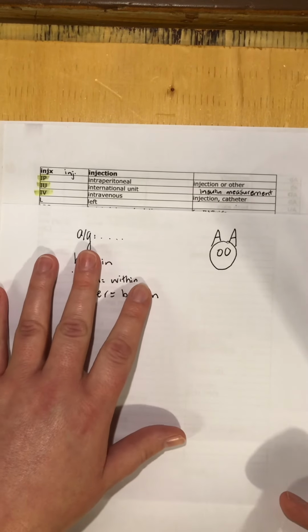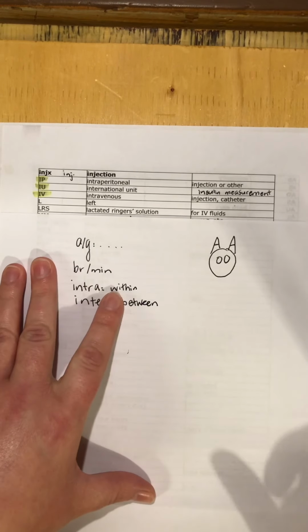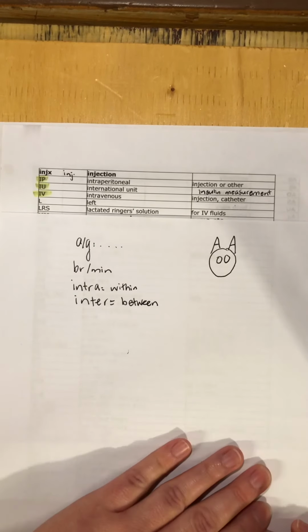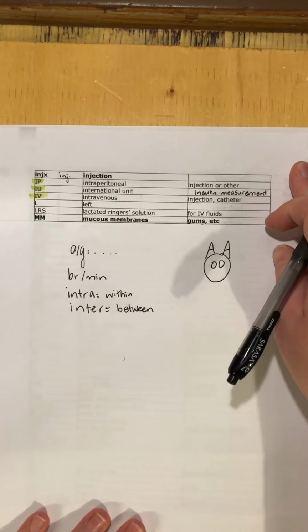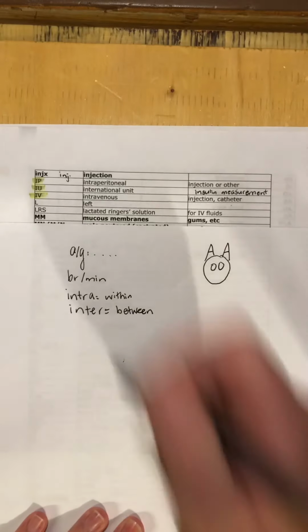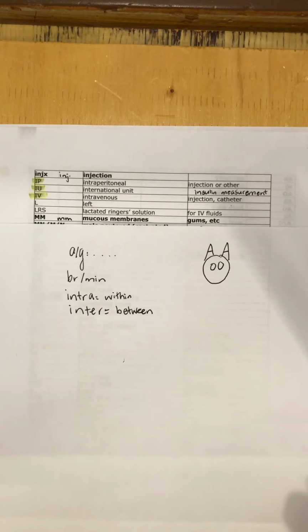So L is for left, easy peasy. LRS stands for lactated Ringer's solution. Lactated Ringer's is a type of IV fluids. MM, so you can do capitals or lowercase. It stands for mucous membranes. So we're talking usually about the gums there.